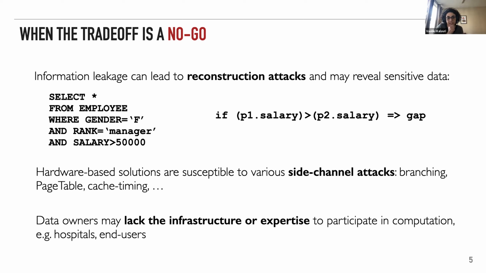And the third point is something that was not very clear to me in the beginning, but requiring data owners to participate in the protocol is not always possible because data owners may lack the infrastructure or the expertise. For example, a lot of the hospital IT departments we talk to don't have the expertise to set up a secure computation, even if they have the infrastructure. Or you might have end users who don't have the infrastructure for deploying trusted resources.